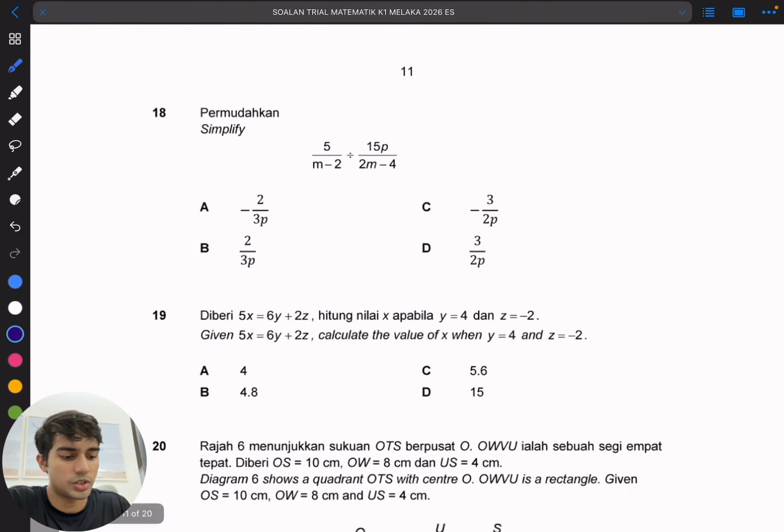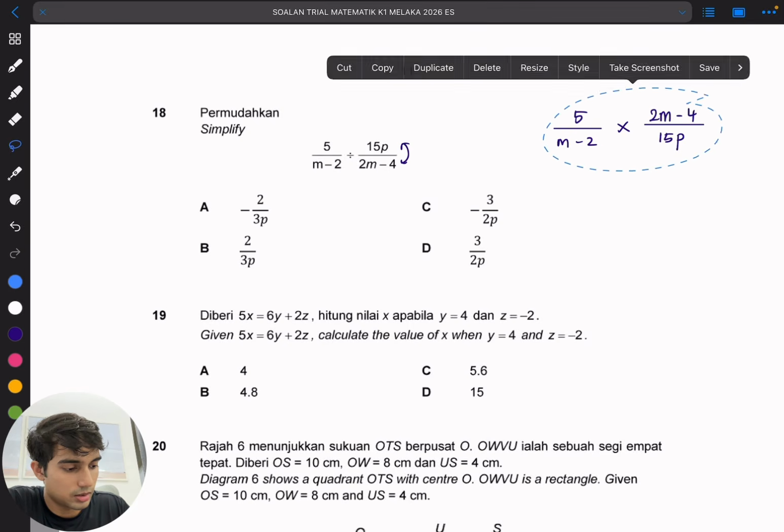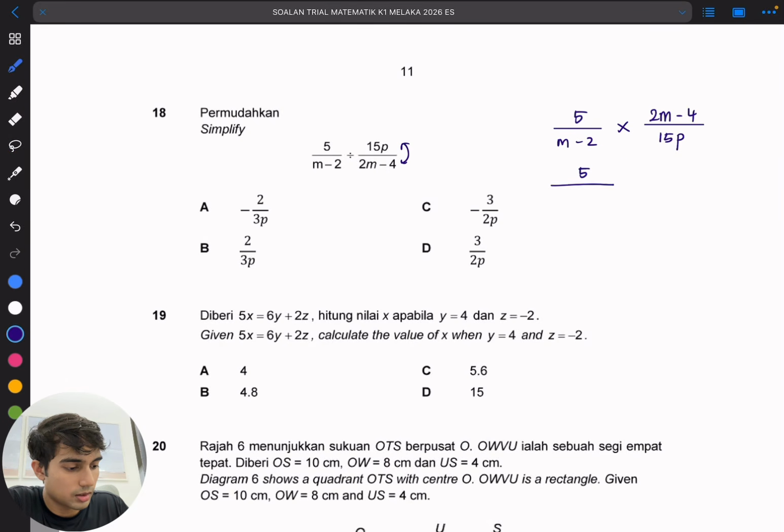Next, division of fractions. So fractions we can't divide, you can only times. So what we have to do is convert this into times by flipping the order. So 2m minus 4 will go up, 15p will come down. Then this 2m minus 4 looks like we can factor out the 2. So we're going to do that. So factorize the 2 out, we're getting m minus 2 over 15p.